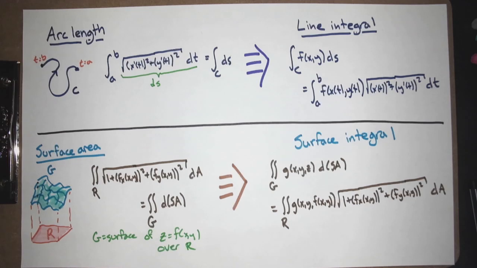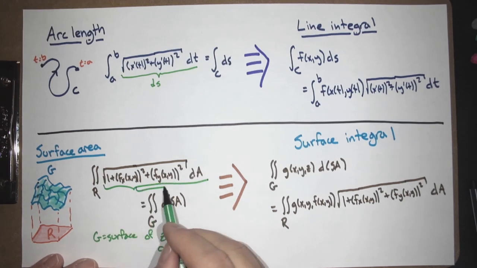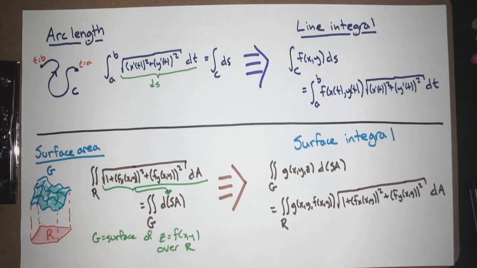So I have this surface upstairs. We talked about how to find surface area. And we said, yes, this big long piece here becomes our piece of surface area. So we could just think about finding the surface area as integrating over our surface G of dSA.